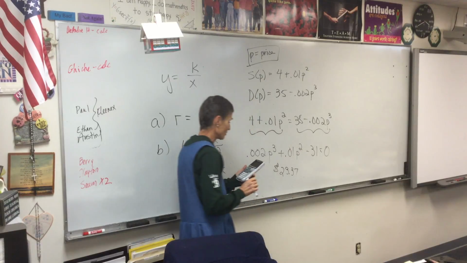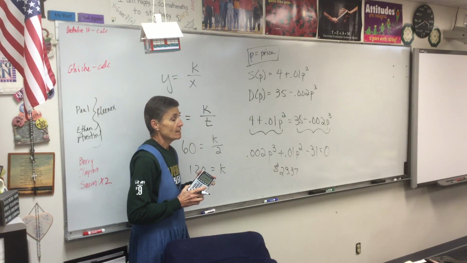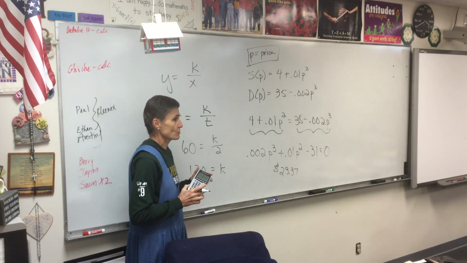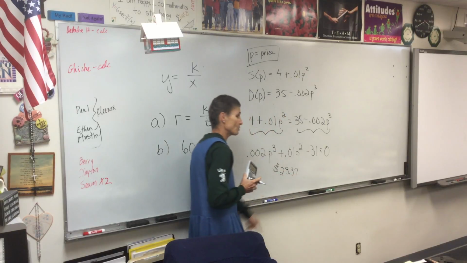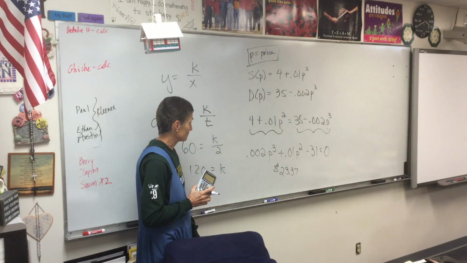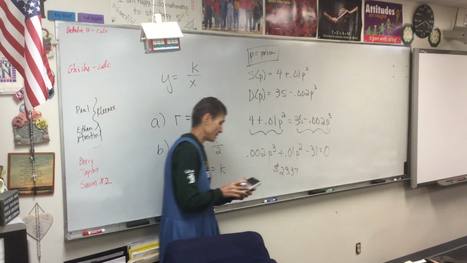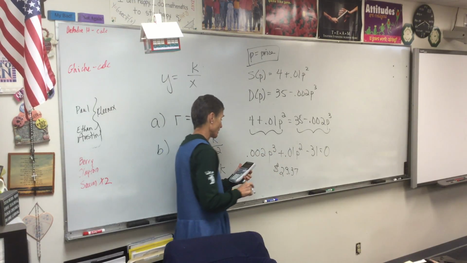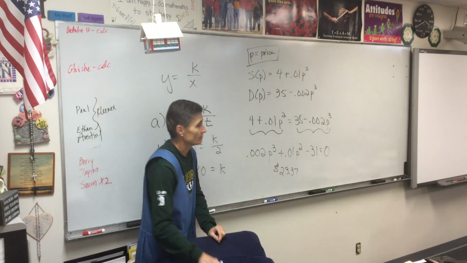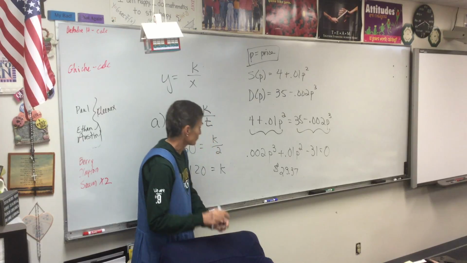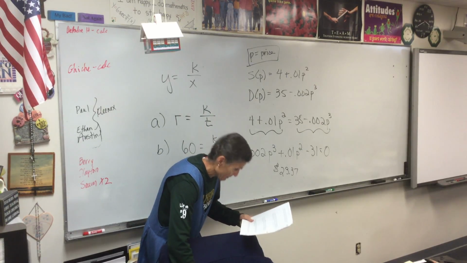$23.37 is the price. So if you're doing the intersect method, this should be your X value. So make sure your window is big enough for that. If you're doing the zeros method, which is the way I did it, the window I used was 0 to 50 and negative 10 to 10, and that did it for me. All right, so that's not too bad. All right, let's see about the next one.